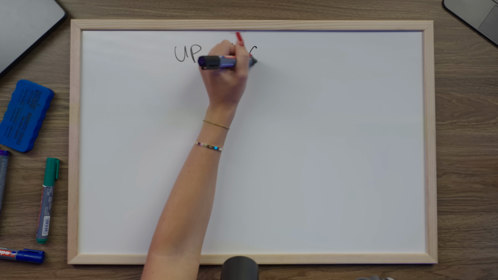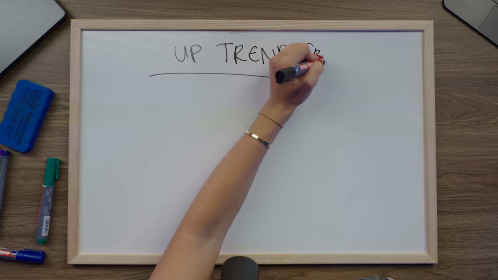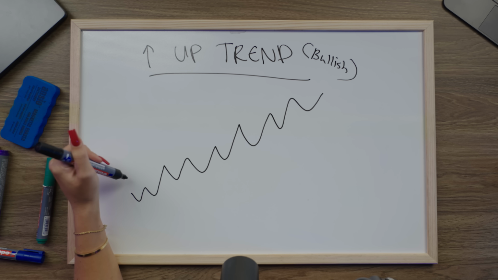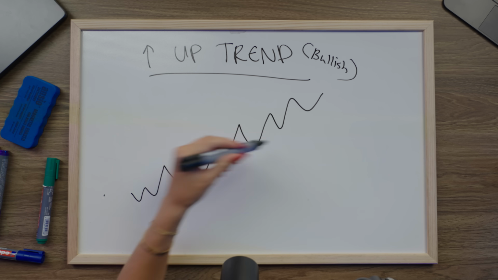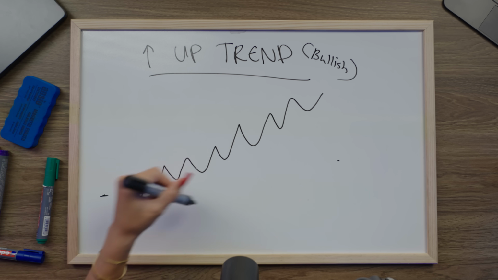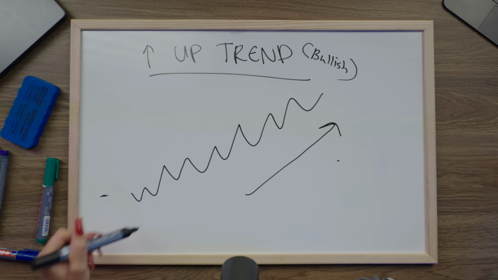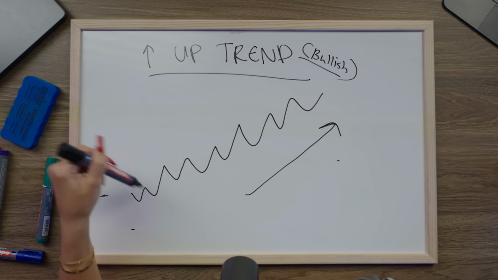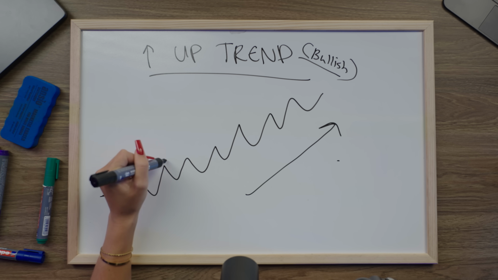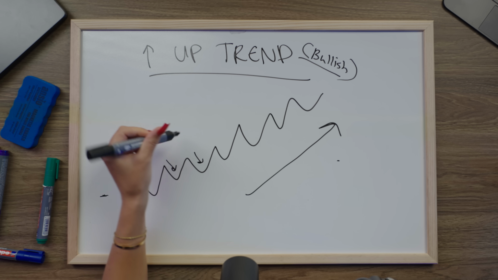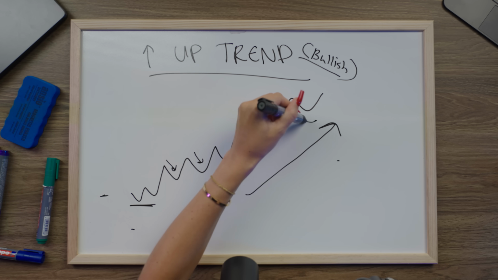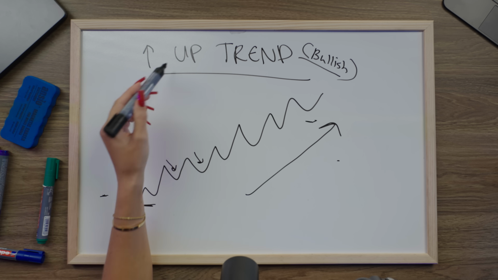So the first one that everyone knows is uptrend, or some people call this bullish, and it essentially just means up. So if you look at an instrument or an asset from left to right, and the price has started lower and ended up higher over time, we've got an upward trend. This is a bullish trend here. Now within this uptrend, you can see there are areas or times where the price did go down, but we're looking at this overall. Overall, from left to right, the price has gone up. So this is an upward trend.